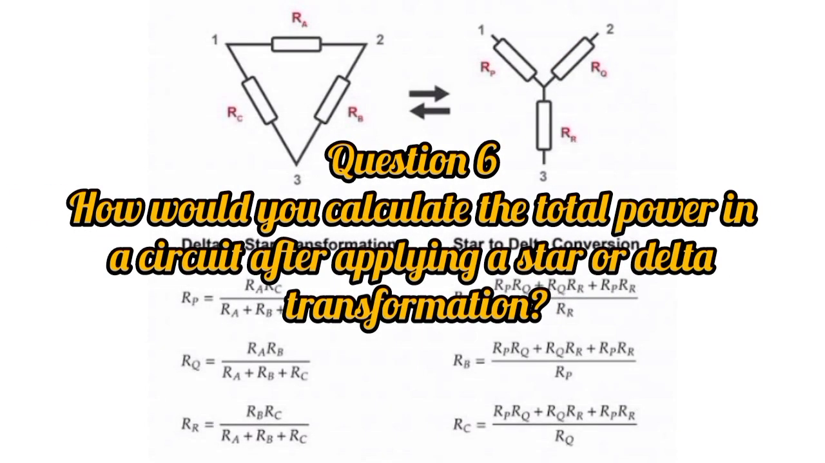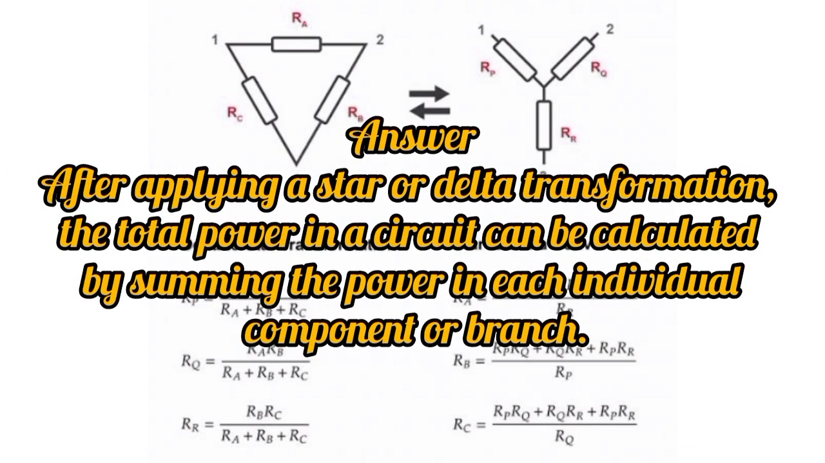Question 6. How would you calculate the total power in a circuit after applying a star or delta transformation? Answer. After applying a star or delta transformation, the total power in a circuit can be calculated by summing the power in each individual component or branch.